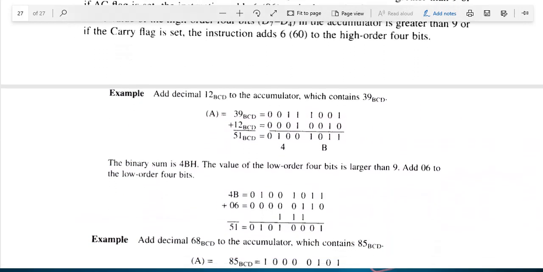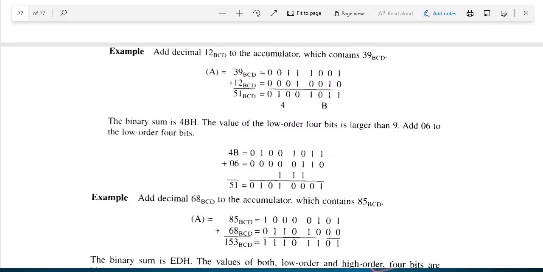For example, if we have a number, because we all know that a microprocessor can do hexadecimal addition and subtraction, it can't do decimal addition. Decimals are understood by human beings. So if we give a number 39 to the microprocessor, it will understand this number as a hexadecimal number.